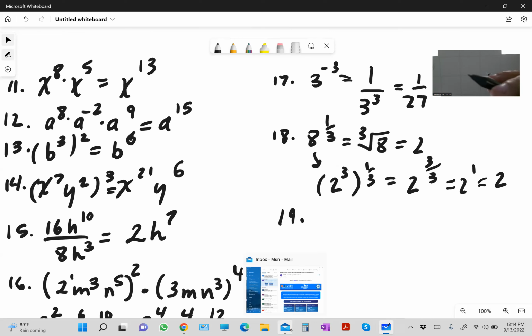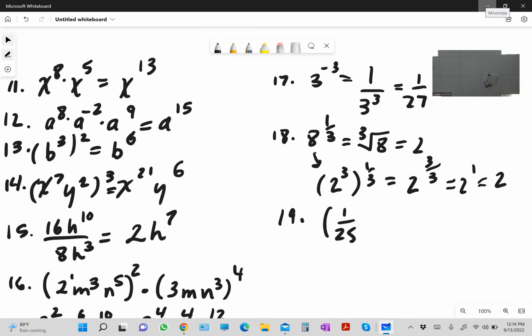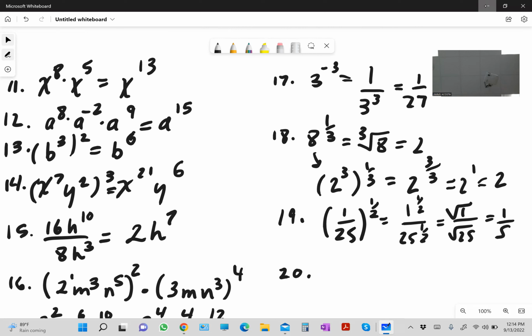Then you have 19, which has 1 over 25 to the half. That's just really 1 to the half, 25 to the half, which is square root of 1 over square root of 25, which is just 1/5. 20 says d to the 4th to the 3rd is equal to d 4/3. You could just multiply 4 times the 3rd.